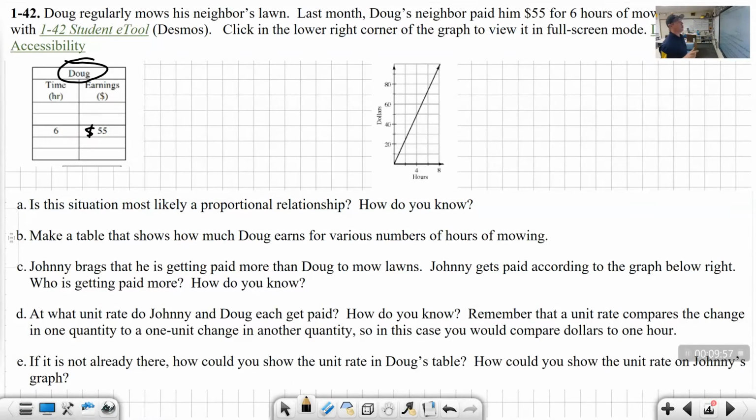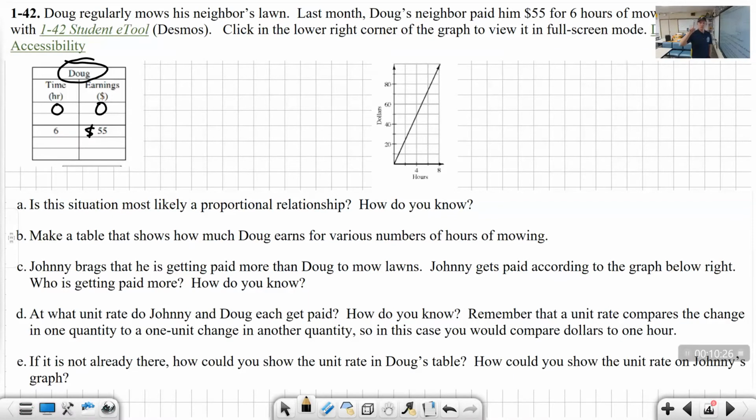What we need to do is we need to answer question letter A. Is this situation most likely a proportional relationship? Well, remember, this is work. How much money do you get paid for 0 hours of work? Well, that's probably $0. Is this a proportional relationship? I would say yes.